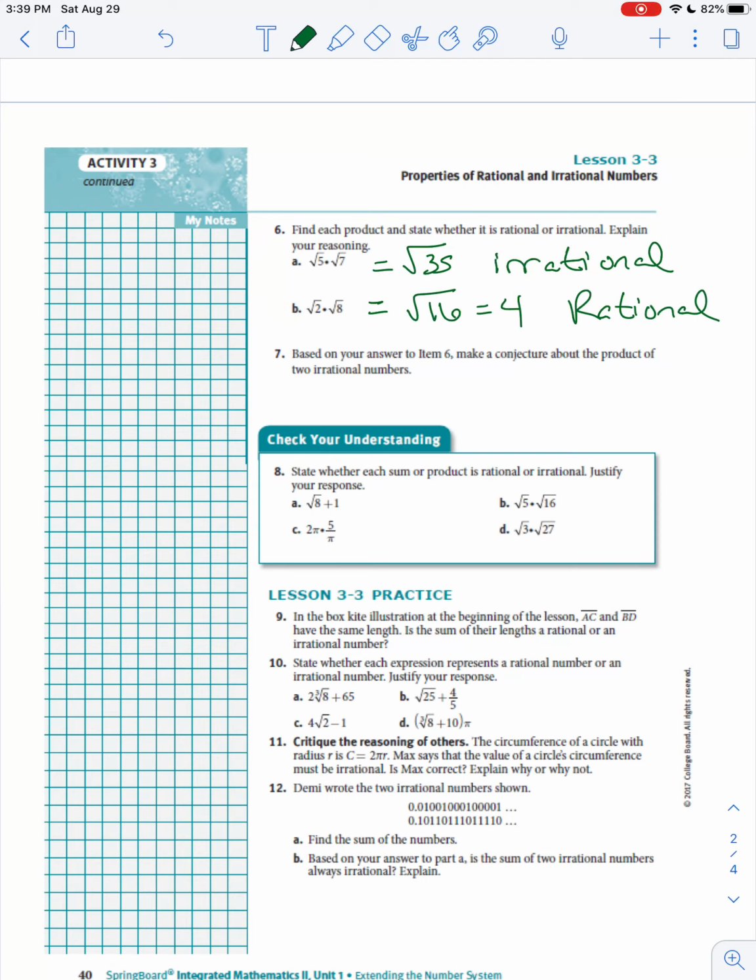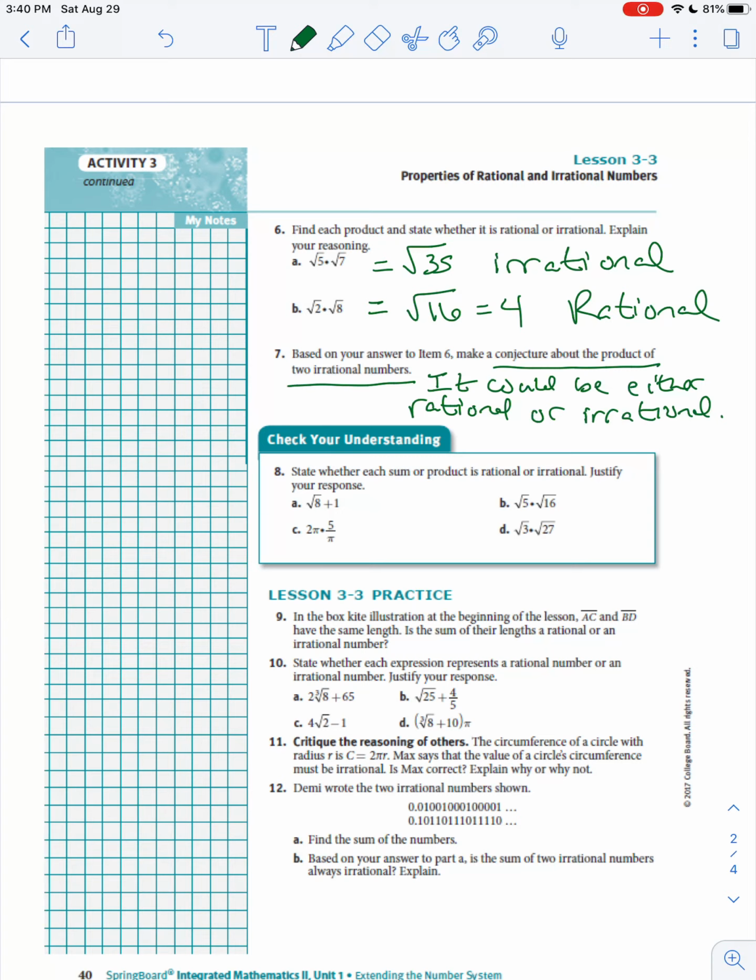Okay. So based on your answer to item 6, can we make a conjecture about the product of two irrational numbers? It's kind of hard to do because in part A, we got irrational for a product, but in part B, we got rational for a product. So it could be either rational or irrational. We really can't make a general conclusion on that.